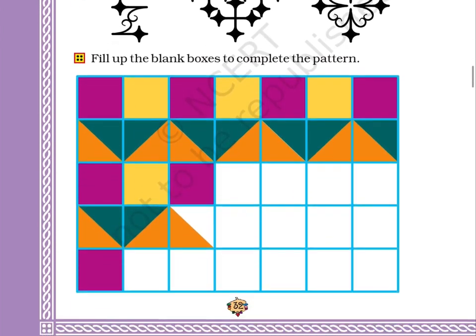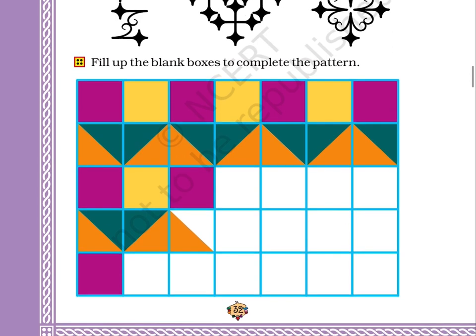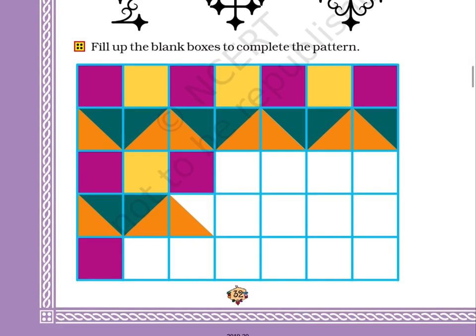Question 2. Fill up the blank boxes to complete the pattern. The picture shows a table with 5 rows of 7 boxes. All the boxes in first 2 rows are filled as example. Let's begin reading the table row-wise. Row 1 pattern is made of 2 boxes placed alternatively. Each box is square in shape. Box 1 is purple in color. Box 2 is yellow in color. The pattern reads as box 1, box 2, box 1, box 2, box 1, box 2, box 1.